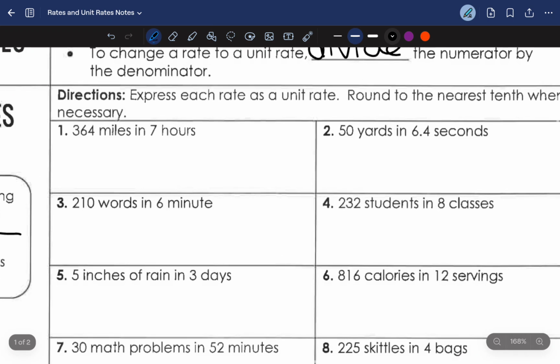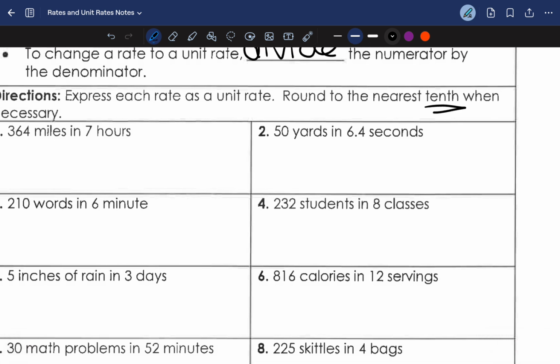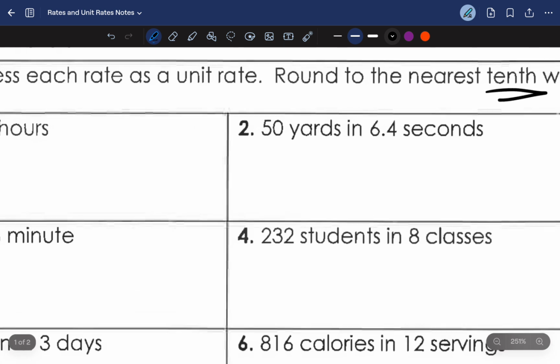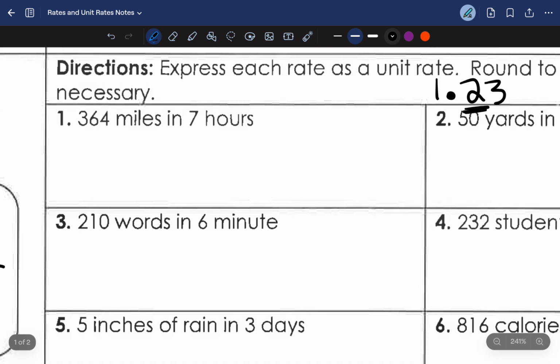So we have some directions here, and it says to express each rate as a unit rate. And then it says to round to the nearest tenth when necessary. So let's think about that. The nearest tenth. I'm just going to write a random number here, 1.23. Now the tenth is the first place after the decimal. So that's what I'm going to do when we are rounding, is just look at the first number after the decimal. So let's take a look at this first example.